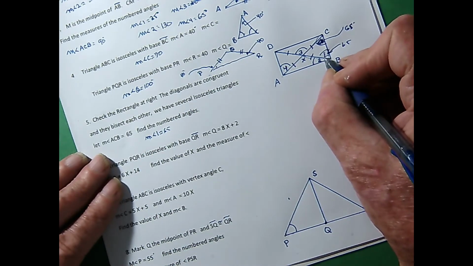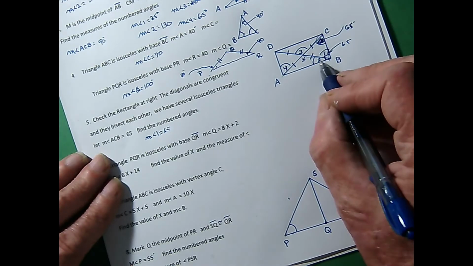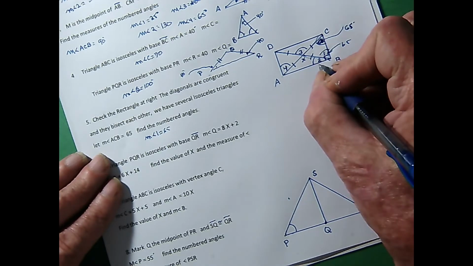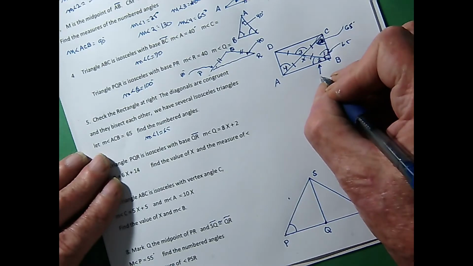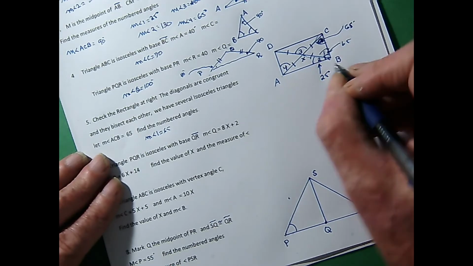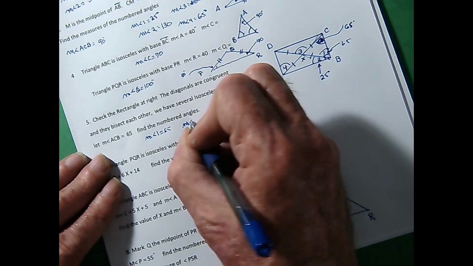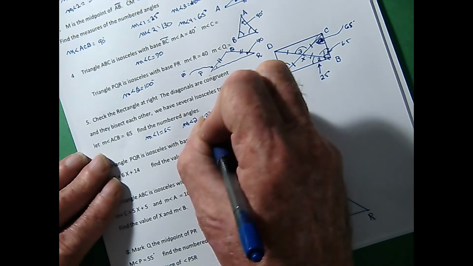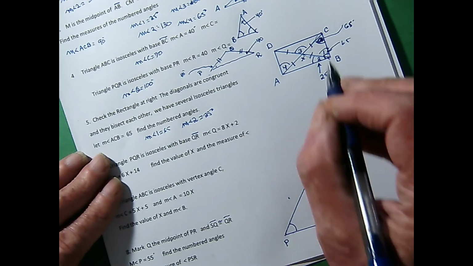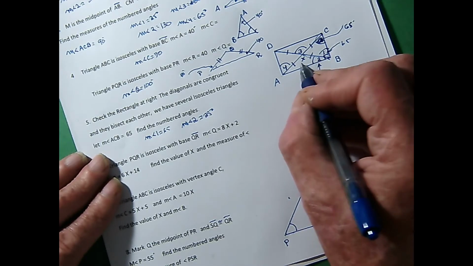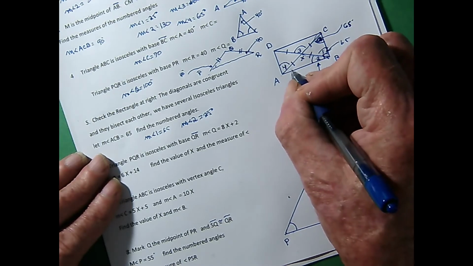And I know that these two angles make a right angle together. They must be complementary. They've got to add up to 90. That forces this angle to be 25. The measure of angle 2 has to be 25 degrees. This is an isosceles triangle right there. These are the base angles, so this angle would have also been 25.